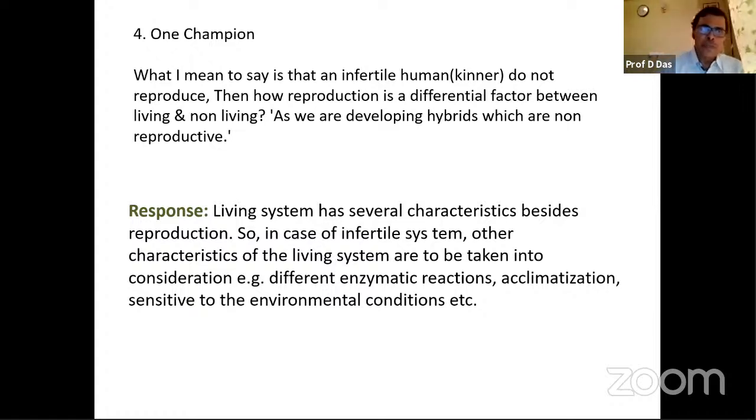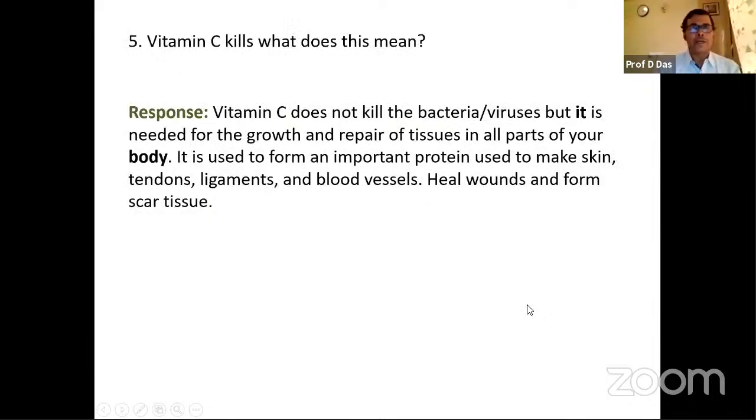So the answer to this question is like this: a living system has several characteristics besides reproduction. So in the case of a sterile system, the other characteristics of the living system are to be taken into consideration, as for example different enzymatic reactions, acclimatization, sensitivity to environmental conditions, etc. I hope you understand this.